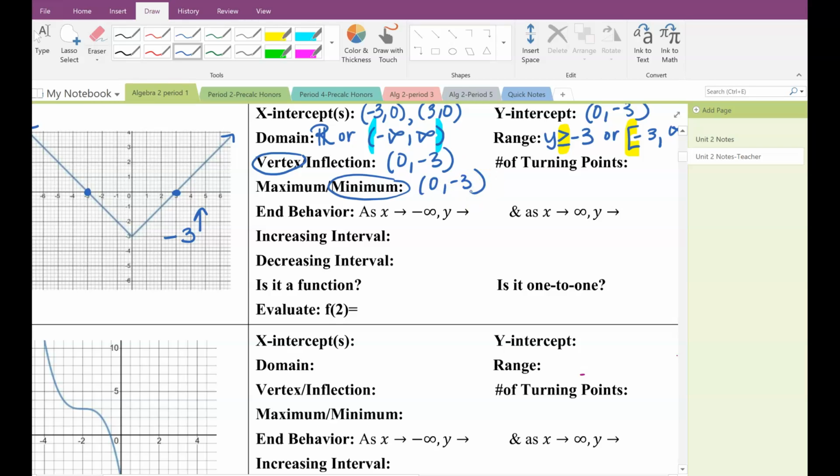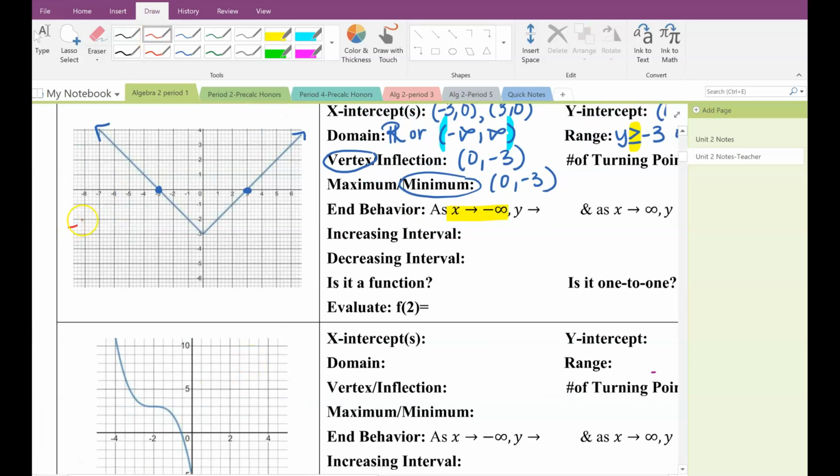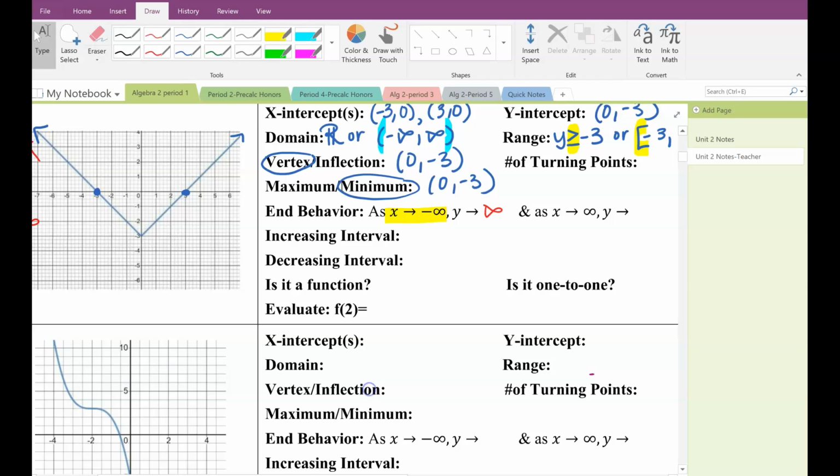Now, end behavior. This is a new concept to us. Remember, end behavior is the behavior of y as x is going towards negative infinity, and negative infinity is all the way over here. So as x is going towards negative infinity, y is going up, so y is approaching positive infinity. Similarly, what's happening to y as x is going towards positive infinity? If x is going towards positive infinity, y is going up as well. And yes, both y's could be positive, and both could be negative.